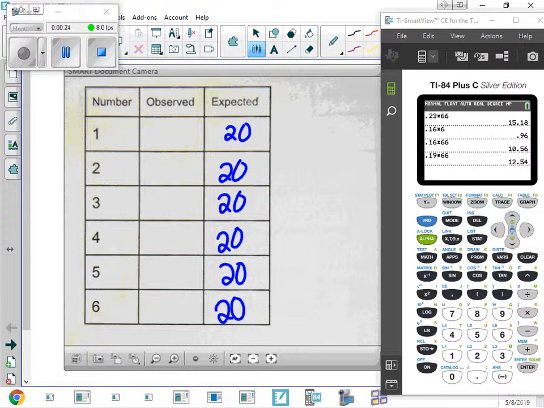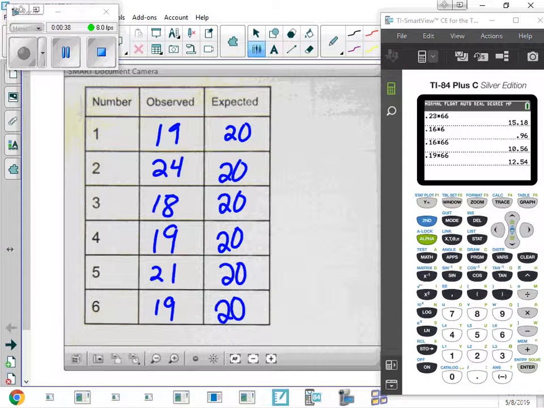So let's say I got 19, 24, 18, 19. So 1, 2, and then 21 and 19. Would you say that my dice is fair? It's pretty close. So how would I do the calculation? Well, I would need to do what?